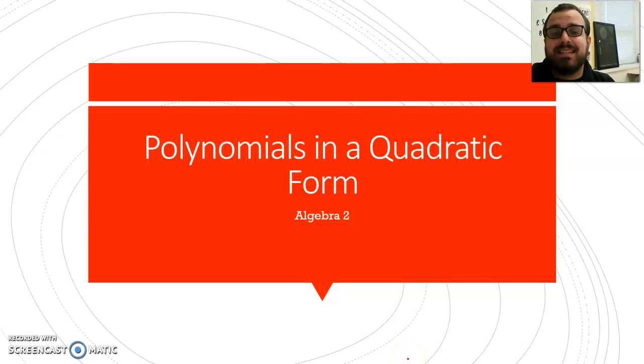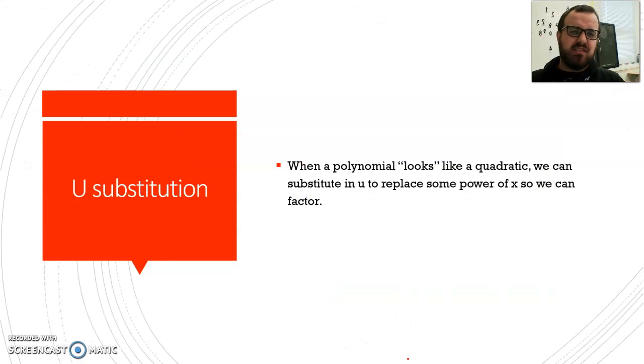Hello, ladies and gentlemen. Today we're going to talk about how you can factor a polynomial when it shows up in what we would call a quadratic form. So what does that mean? You're going to kind of see this as you go, but it's something you want to recognize when you look at your polynomial before you start doing P's and Q's and any other things we talked about. If it looks like a quadratic, we're going to use something called u substitution in order to replace the power of x and make it so that it is a quadratic and we can factor it like normal, okay?